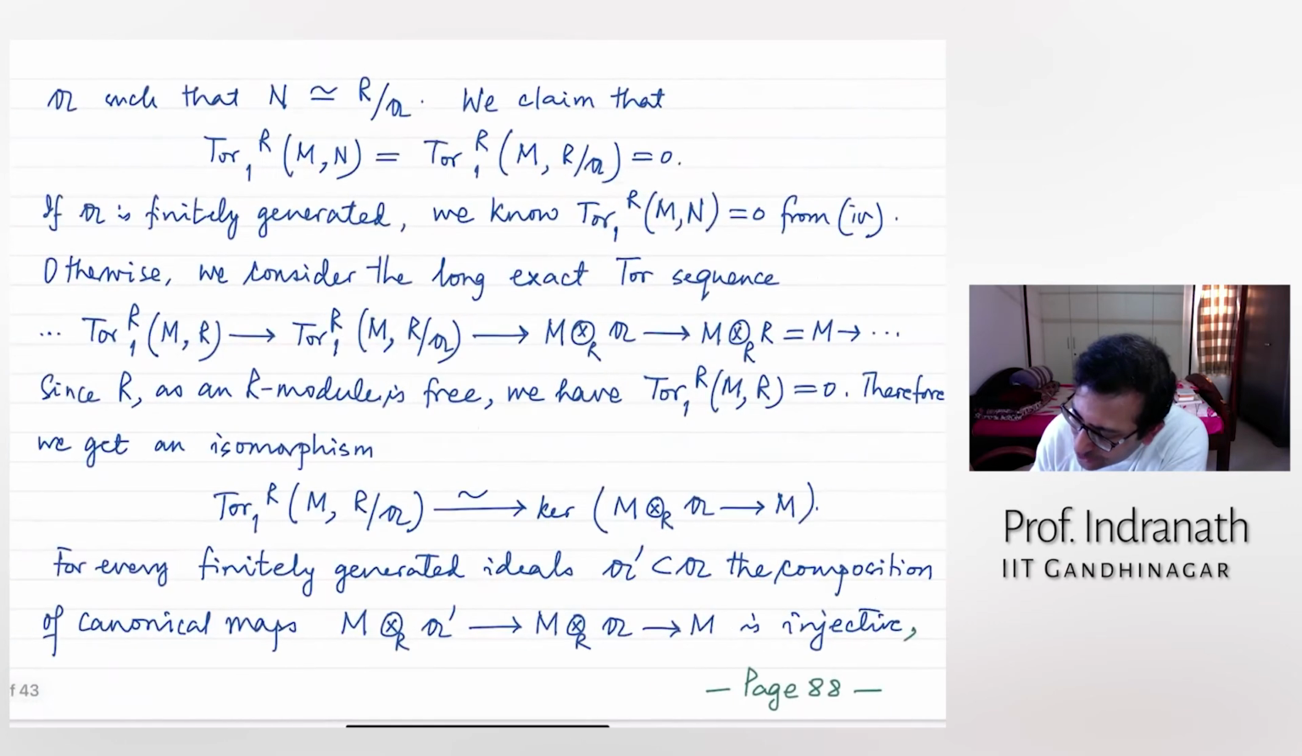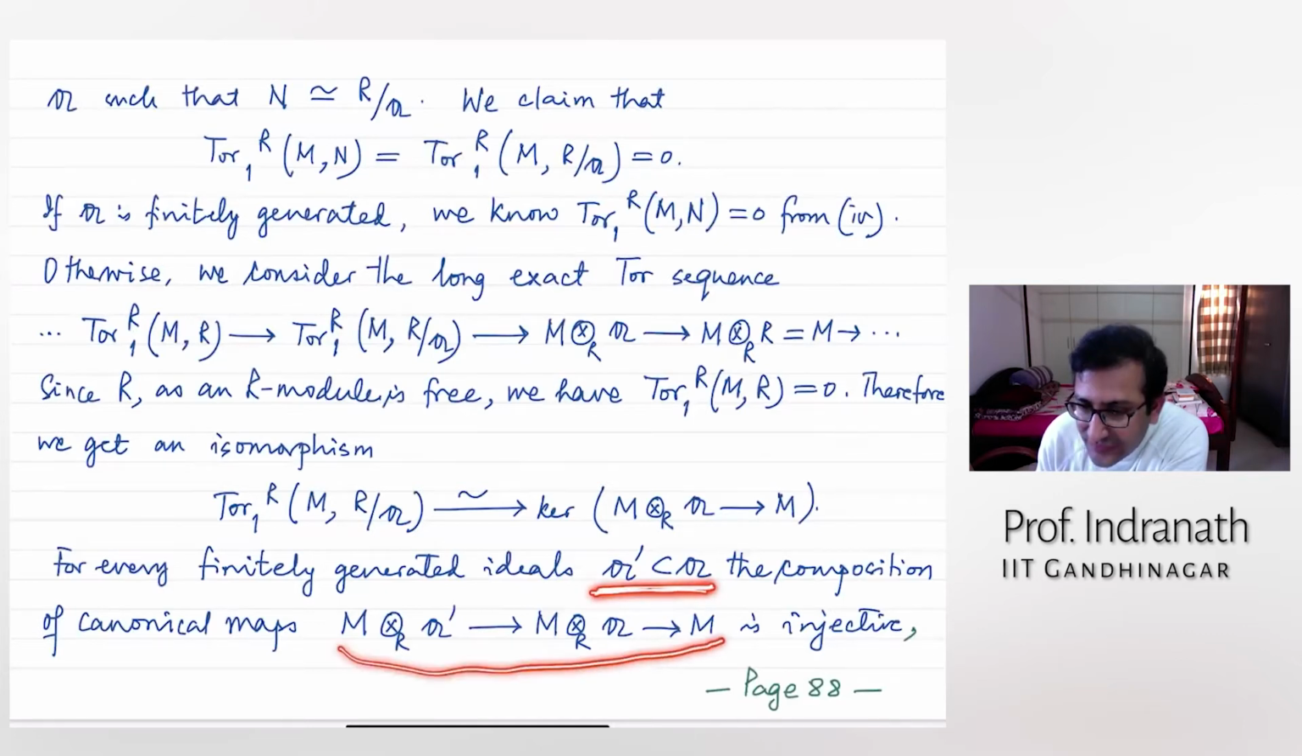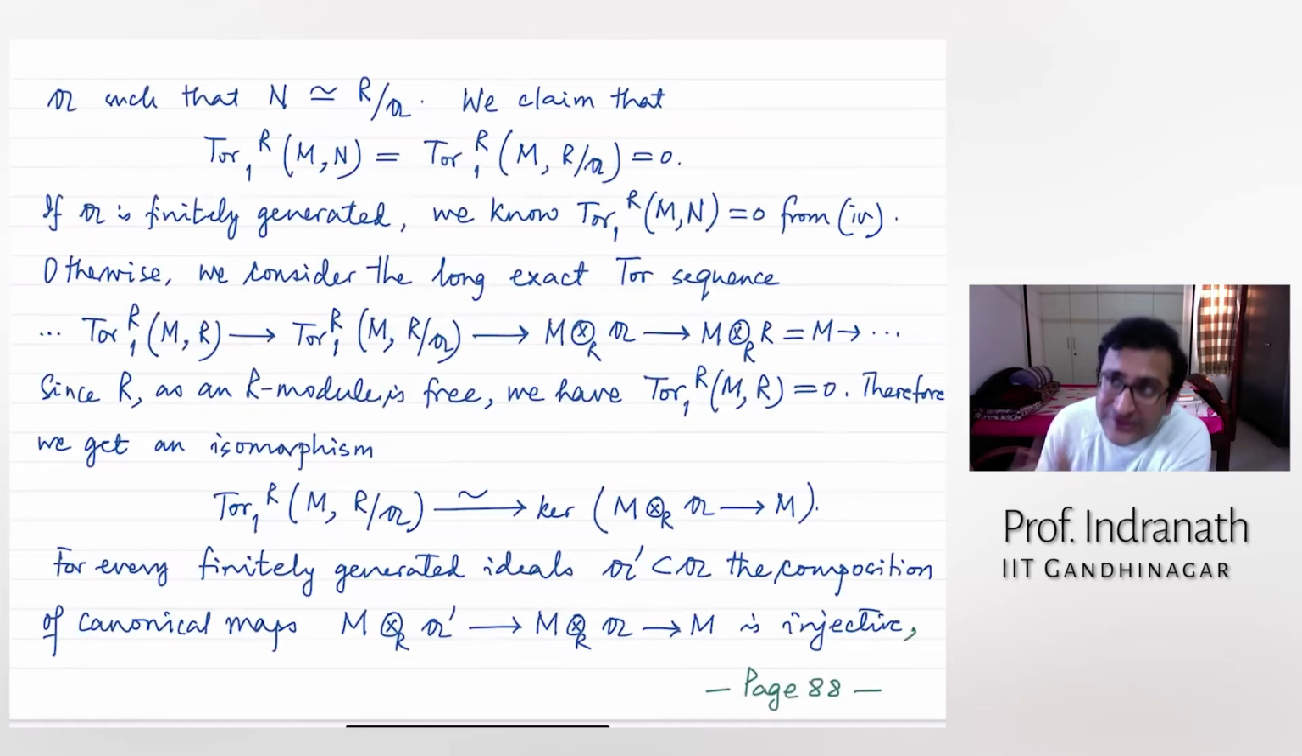Why suddenly should Tor1? I don't see Tor1 of M, R mod A' here, right? Now I have taken a finitely generated sub ideal which is contained in the ideal A, and then the composition is injective. So where does Tor1 of M, R mod A' feature exactly? How will I use that Tor? Can you suggest some long exact sequence where that will appear? Then I will have a 0 here, and the composition will be injective, because the kernel will be Tor1 of M, R mod A'. That is exactly my question.